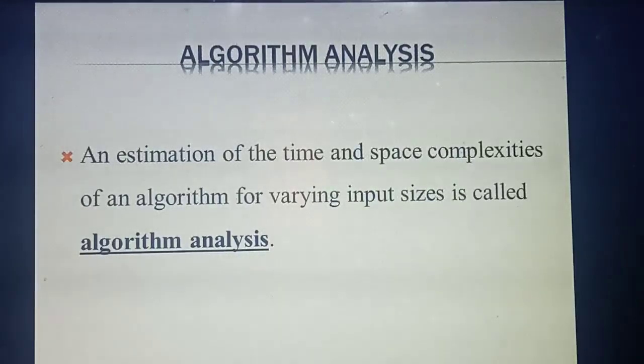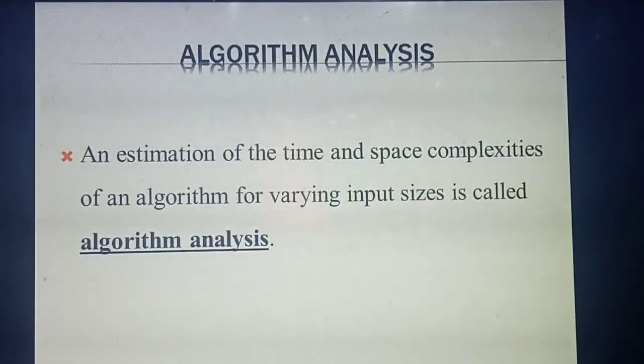Varying input size means, for example, first you write an algorithm for adding two numbers, a plus b. For that algorithm it will take some time to execute and some space. A plus b means how many variables are there? A and b, and the result is stored in C. Maximum 3 variables. Same thing if you add 10 numbers, how many variables will be there? 11, for 10 numbers and storing the output.